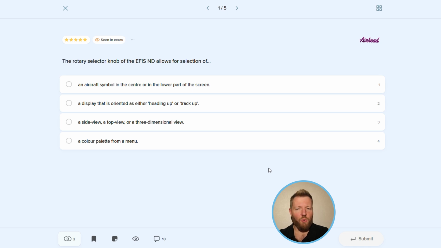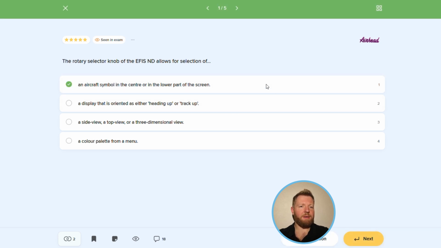4 of them, ROSE LS, ROSE VOR, ROSE NAV, and plan mode, place the aircraft symbol in the center of the display. And the 5th one, the arc mode, displays the aircraft symbol in the bottom. So the correct answer will be answer number 1. The selector knob allows for selection of an aircraft symbol in the center or in the lower part of the screen. And answer number 1 is correct.